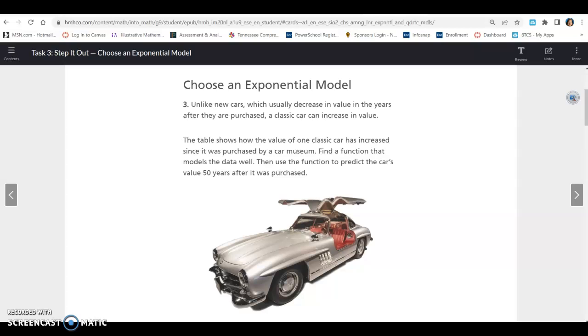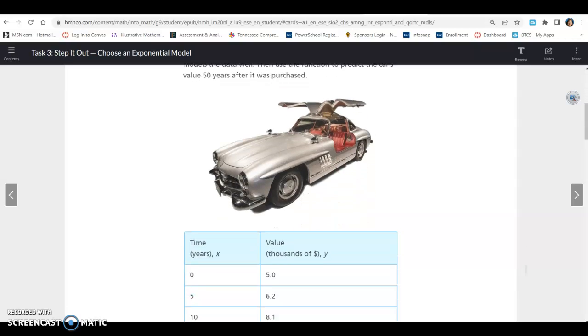Lesson 20.1, Task 3. Choose an exponential model. Unlike new cars, which usually decrease in value in the years after they are purchased, a classic car can increase in value. The table shows how the value of one classic car has increased since it was purchased by a car museum. Find a function that models the data well, then use the function to predict the car's value 50 years after it was purchased.